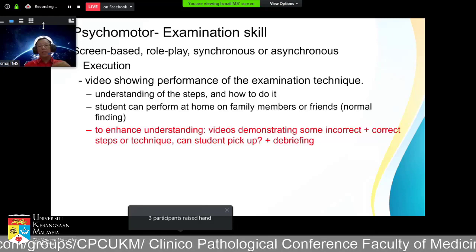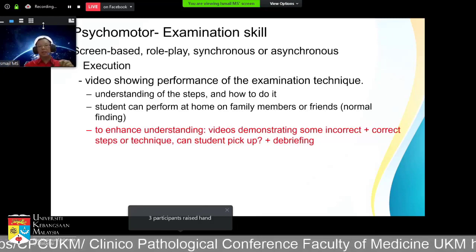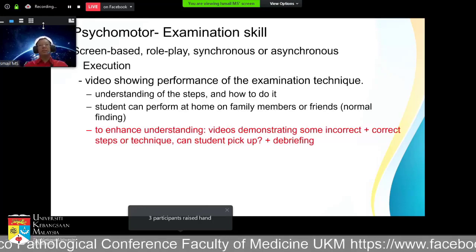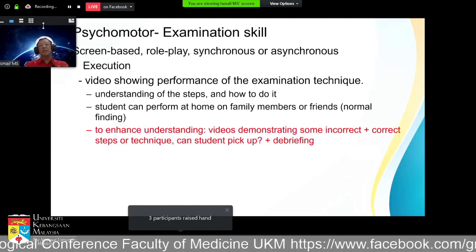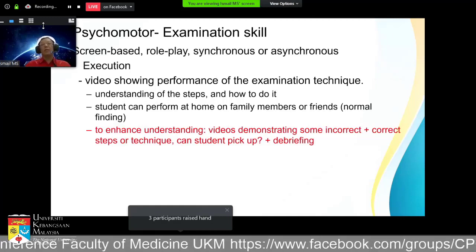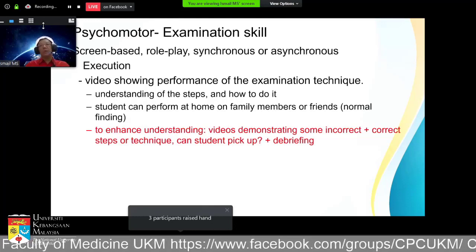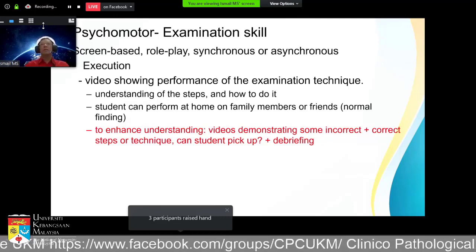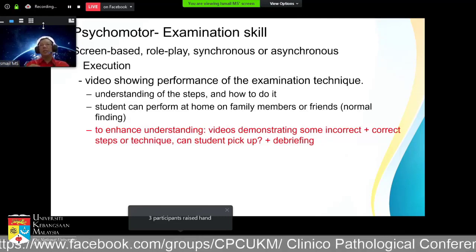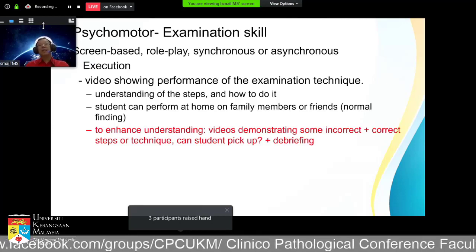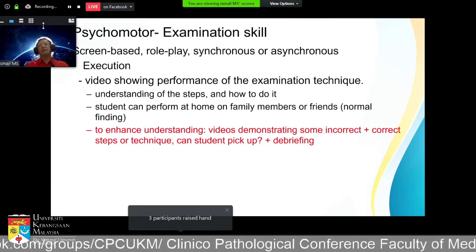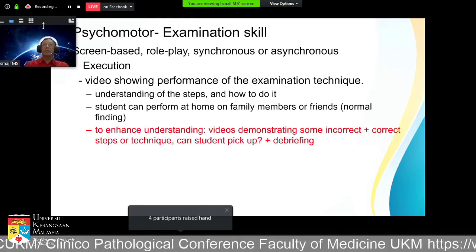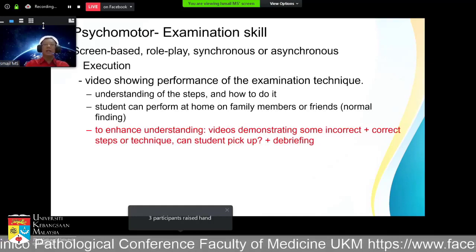Now, however, to enhance this, another technique that I would like to propose is a video demonstration of the examinations with some correct and some incorrect steps or techniques. We can have like 3 or 4 or even 10 videos. And when the students see the videos, can they pick up which one is the wrong thing? So that is not only for them to memorize, but they're able to know which is the correct technique for them to perform. And that will come up with a debriefing at the end of those things. So that will enhance the student from just doing to memorize. They will understand why they have to do a certain examination and what they're supposed to do.